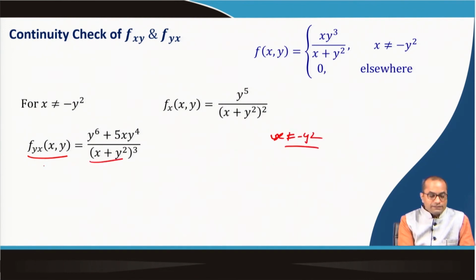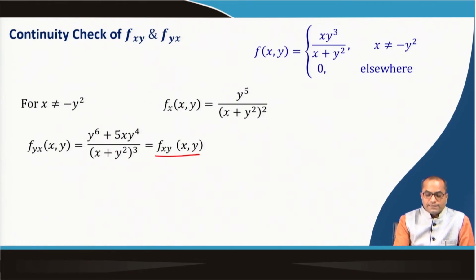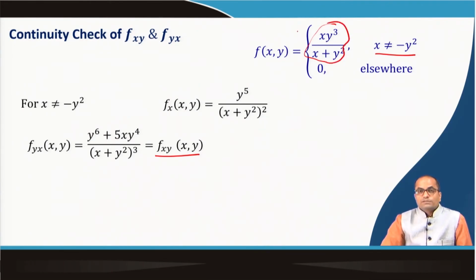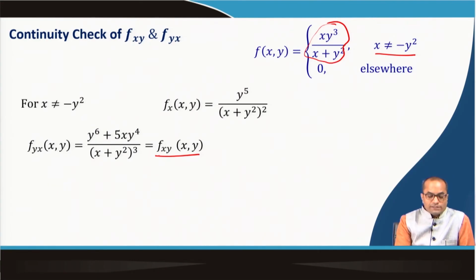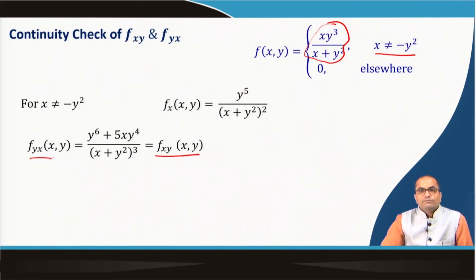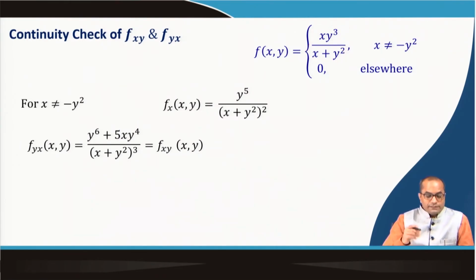So, we got this derivative fyx at xy, and it is also easy to check that in this case, when x is not equal to minus y square, because we have this nice function xy cube over x plus y square, at all those points fxy will be equal to fyx. There is no issue about continuity, everything is continuous, and all these derivatives are continuous also at those points. But the problem is at the origin, which we are addressing in this question.